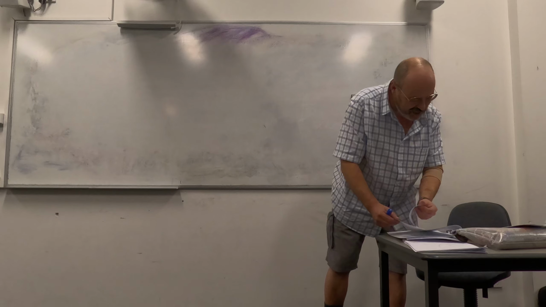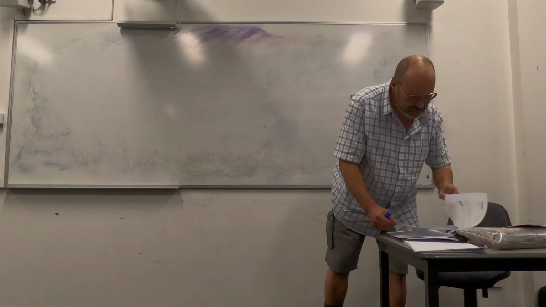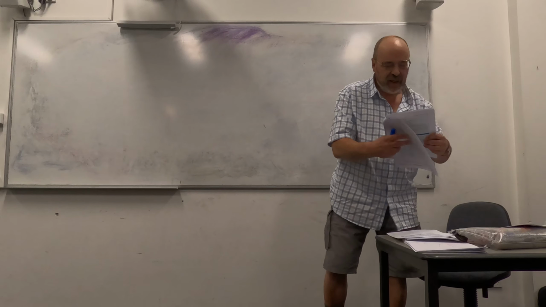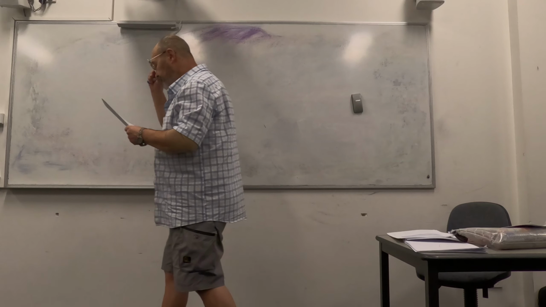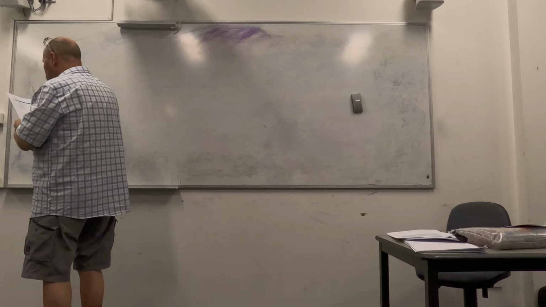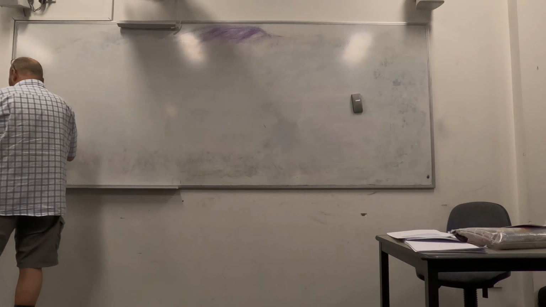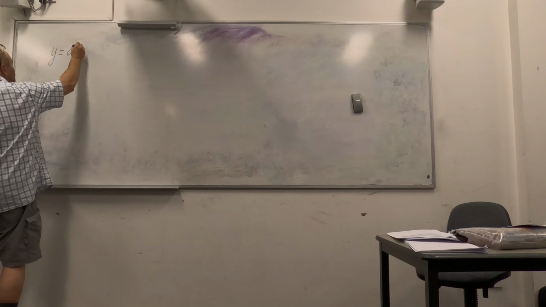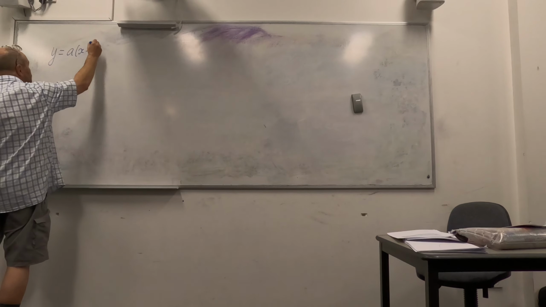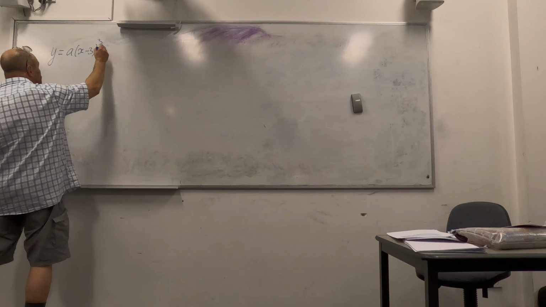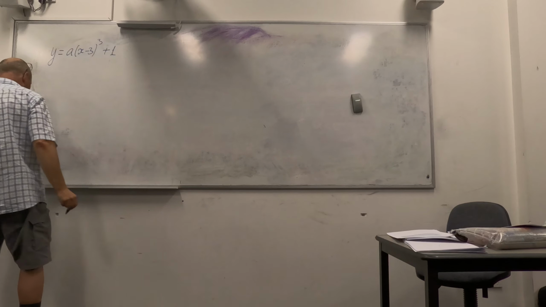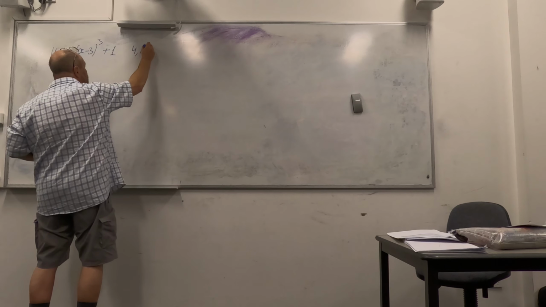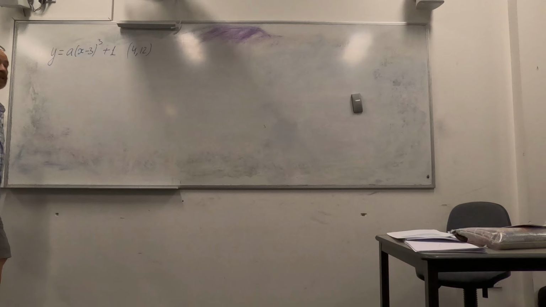Let's consider the next example. If we have a cubic function of the form y equals a times (x minus 3) cubed plus 1, and we are given one point, 4 and 12, how will we find the equation?